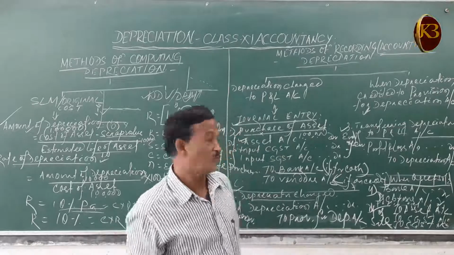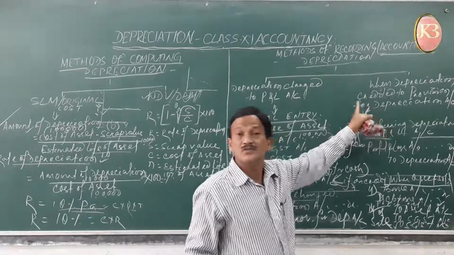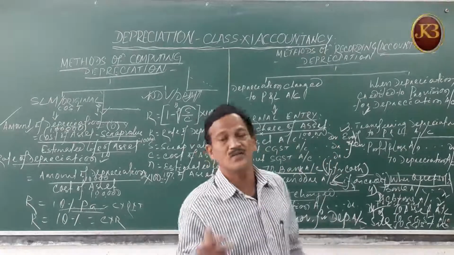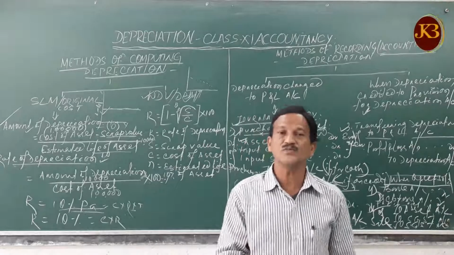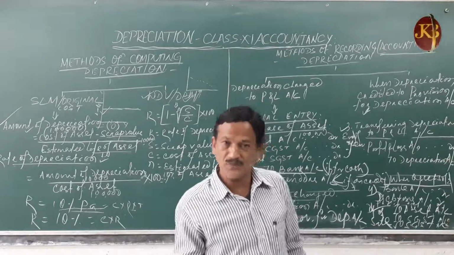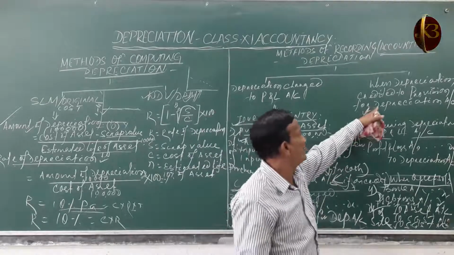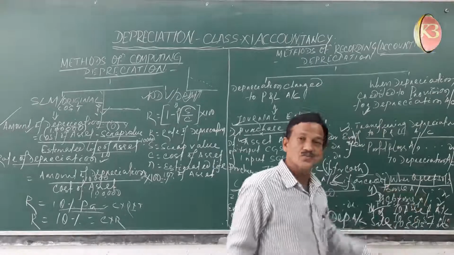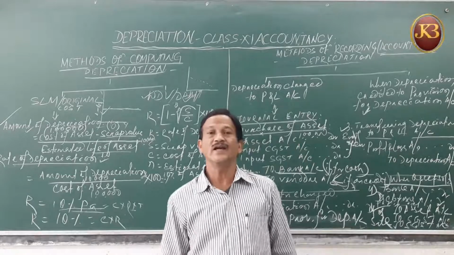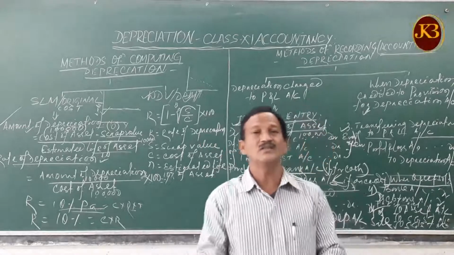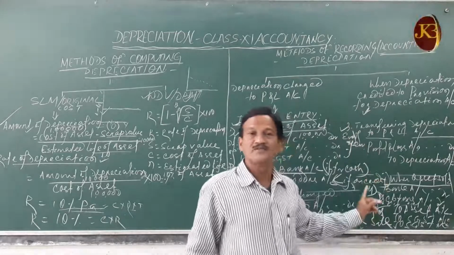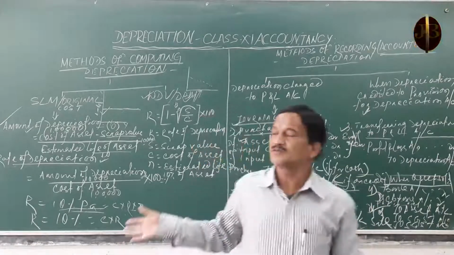This will be continued. But under the second method, you will prepare three ledger accounts. One is your asset account, second is your depreciation account, and the third one is your provision for depreciation account. This is the additional third account you will prepare, for when depreciation is credited to provision for depreciation account. So this is about the accounting treatment for the recording of the transaction. Hope you had understood it.